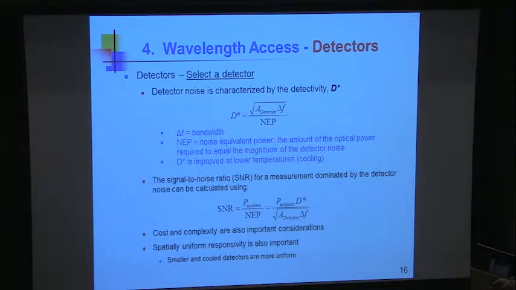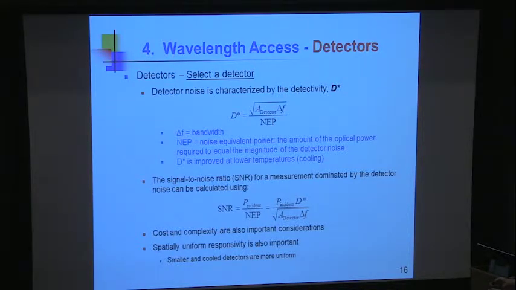Usually the bandwidth goes up as the detector gets smaller. Usually you want the detector to be bigger so you can capture all the light. So it's kind of a trade-off there. But anyway, you have to think about the detector to be sure that it's efficient and fast enough at the wavelength that you're going to work.